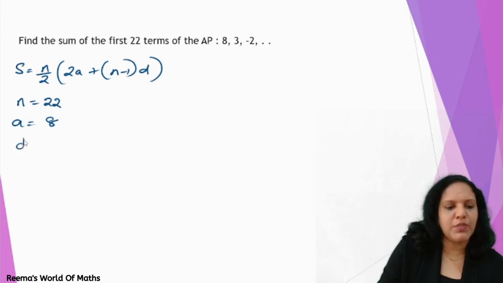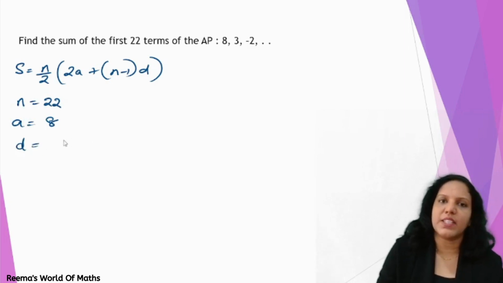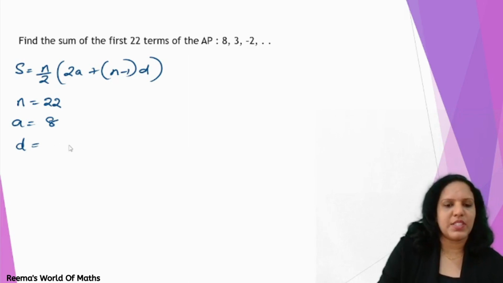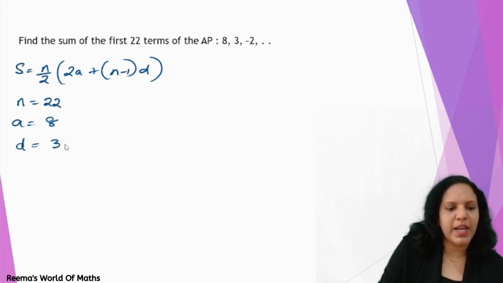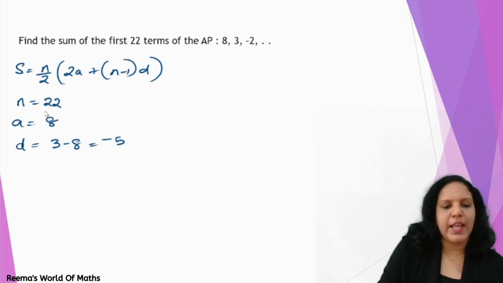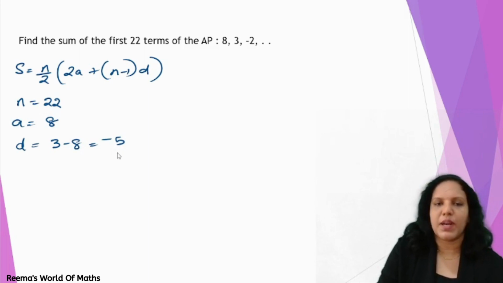Do we know the common difference? No. So we can find the common difference by subtracting the first term from the second term. That is 3 minus 8, which is equal to minus 5. So the number of terms n is 22, the first term is 8, and the common difference is minus 5.